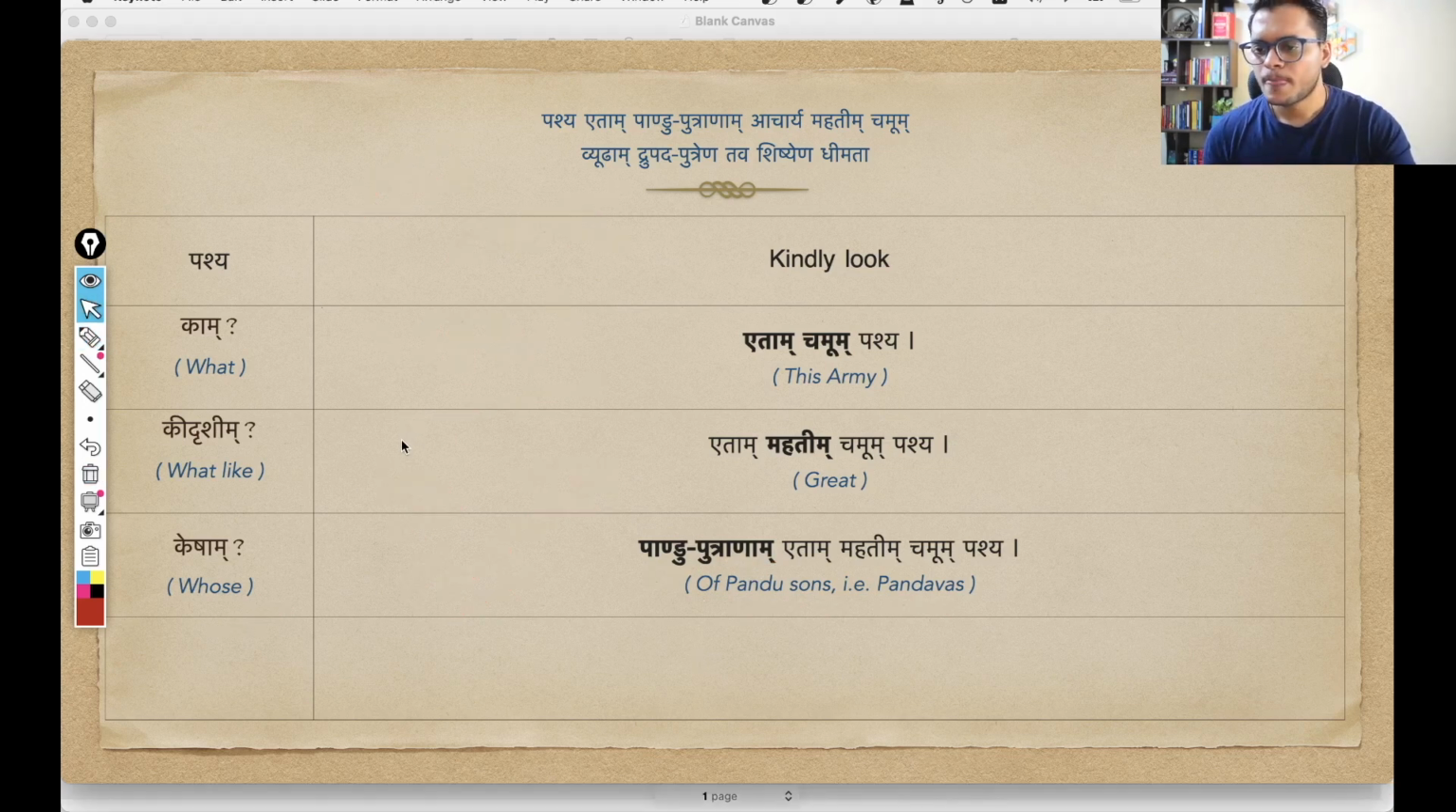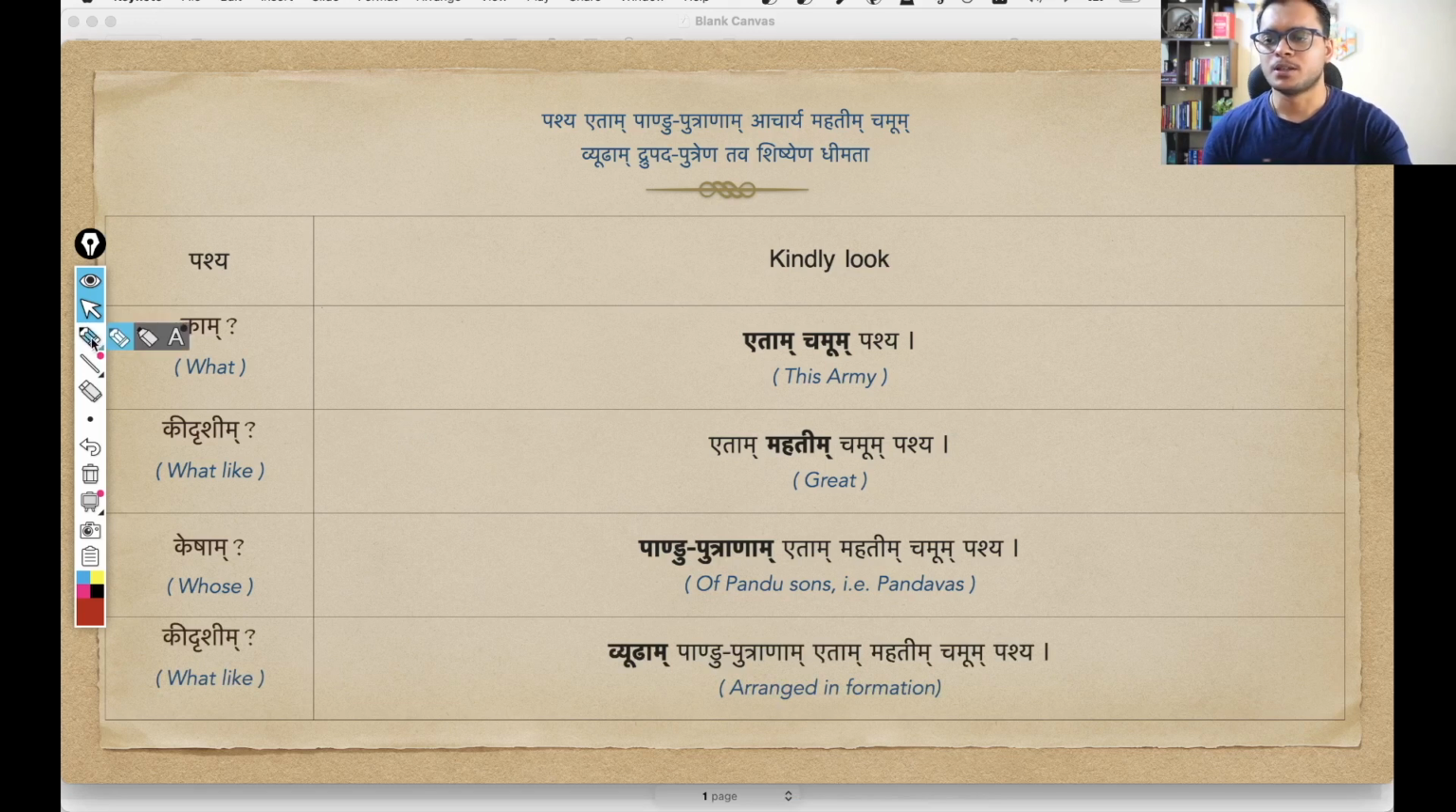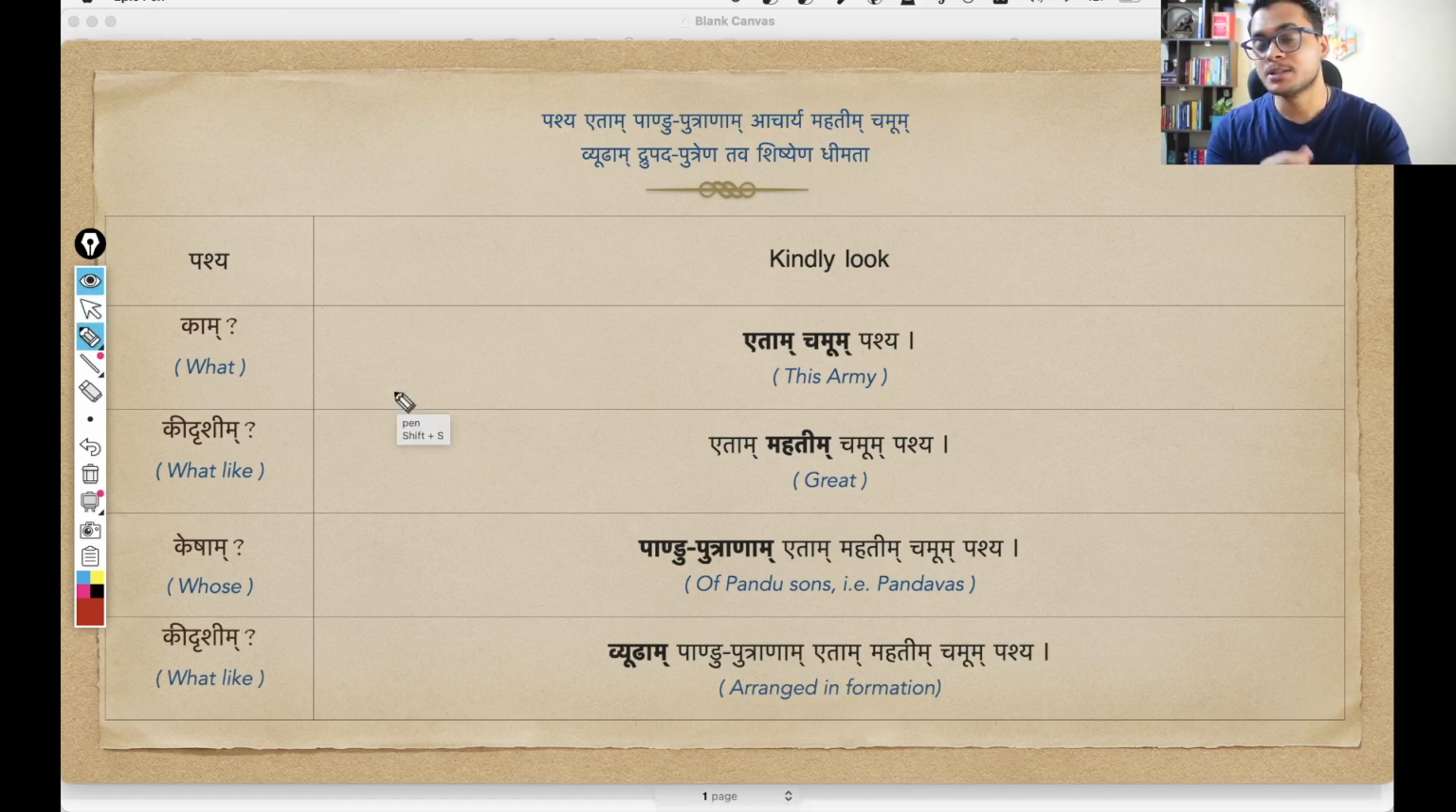So moving forward, again Kidrashim, same thing. Kindly take a look at this mighty army belonging to Pandu's sons. Now I'm again asking what that army was like. And in response, we get Vyudham. This word we had in the previous shloka also. Vyud simply means arrangement, something arranged in a particular formation. Since the armies in the battles used to be arranged strategically in a formation, it is simply saying Vyudham, that great army of Pandu's sons that was arranged in a formation.